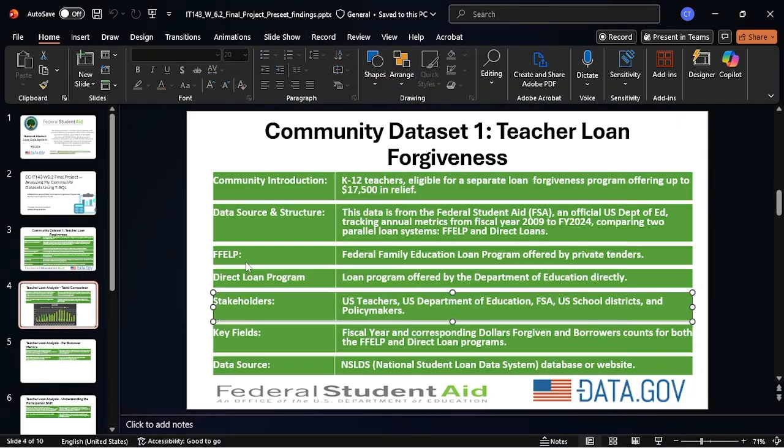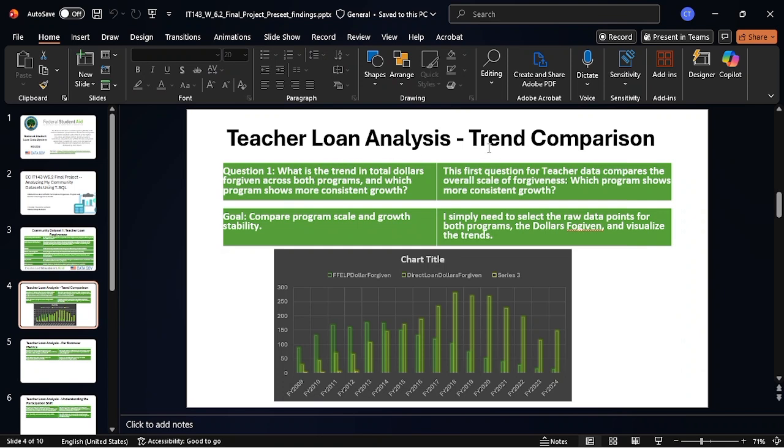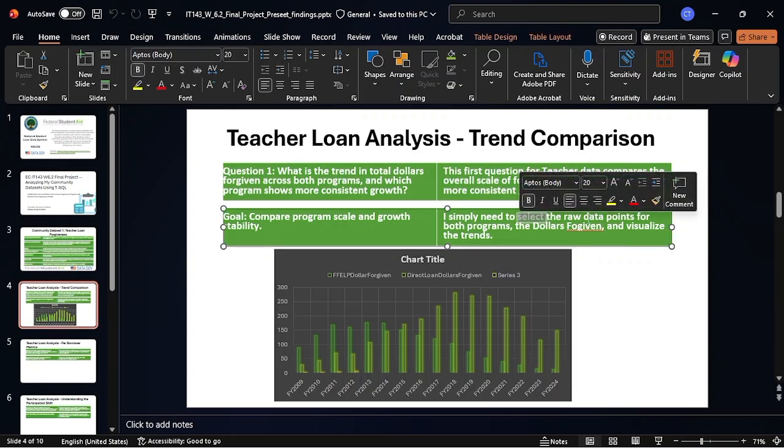Okay, the first question is for trend comparison. What is the trend in total dollars forgiven across both programs, and which program shows more consistent growth? This first question for the teacher dataset will compare the overall scale of forgiveness. The goal is to compare program scale and growth stability. So I will do that by using the select clause to select rows for both programs, the dollars forgiven, and visualize the trend.